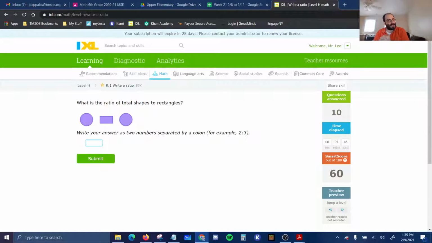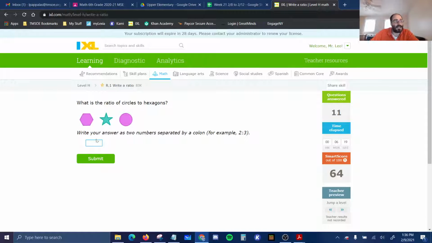Now this says what is the ratio of total shapes to rectangles? Okay. So the first thing they're asking for is total shapes, not rectangles. The order matters. What is the ratio of total shapes to rectangles? So the first thing it asks about is total shapes, which is 1, 2, 3. Put your colon. 2 rectangles, not to circles, to rectangles. There's only one rectangle. So make sure the order matters. Sometimes they ask about total shapes, and make sure you're looking at the right shape when they ask about a specific shape.